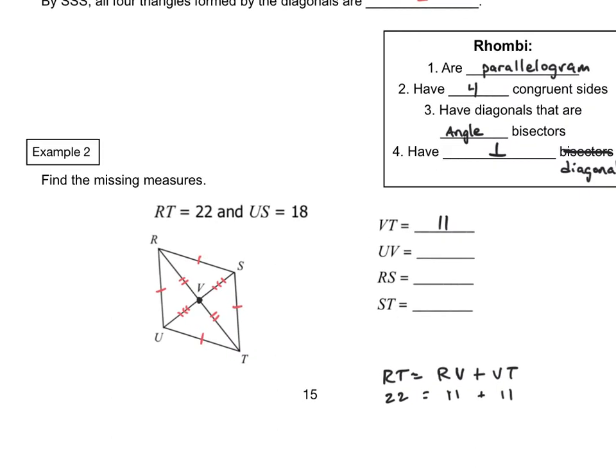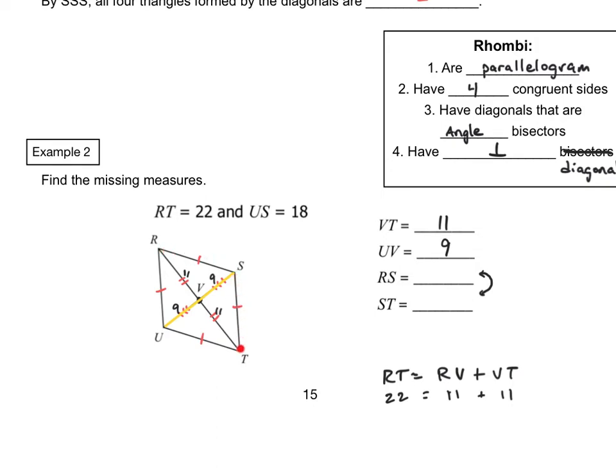UV, we haven't addressed that yet. So we know that the entire segment of US is 18. So that makes this one 9, this one 9. And then we had just previously said that this is 11, this is 11. So we have UV is going to be 9. RS, we haven't figured out RS yet, but we have a way to. And ST. Now, these two segments right here are going to be the same.